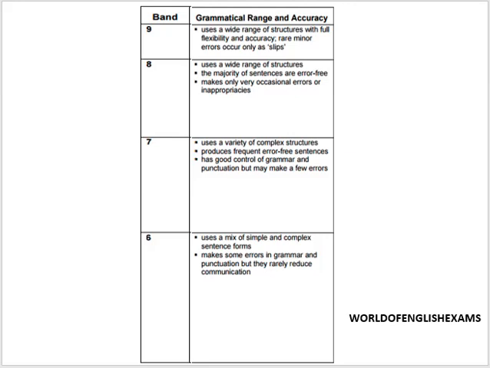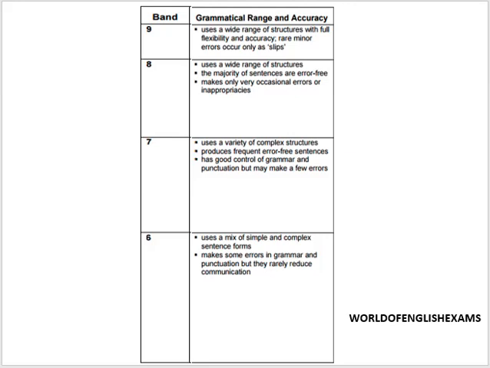Then make some errors in grammar and punctuation. Very, very important, guys. Please underline this. Punctuations are very important. And as you can see, if the appropriate punctuations are not used, then the score is 6. But they rarely reduce communication. Even though punctuations are not appropriately used, they don't impede communication to a large extent. That's what it means.